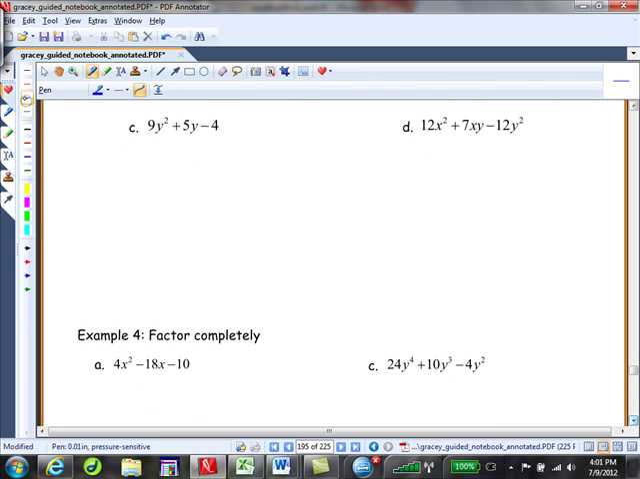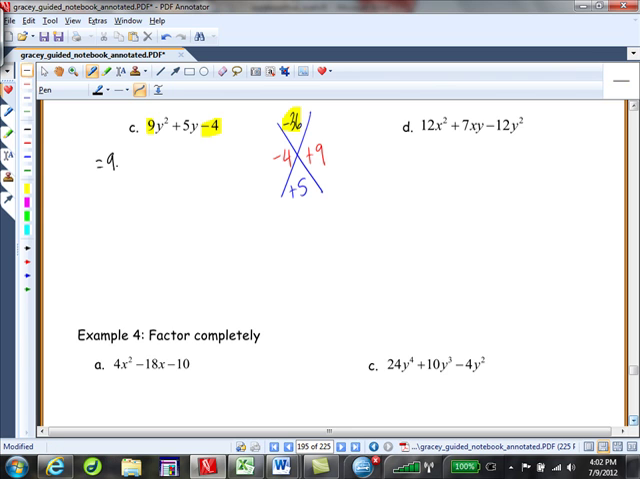So for part C in the X, we have 9 times negative 4 is negative 36. And then we have a positive 5. So we are looking for two numbers that have a product of negative 36 and a difference of positive 5 because of that minus. So what fits the bill? Good. It'll be negative 4 and positive 9.